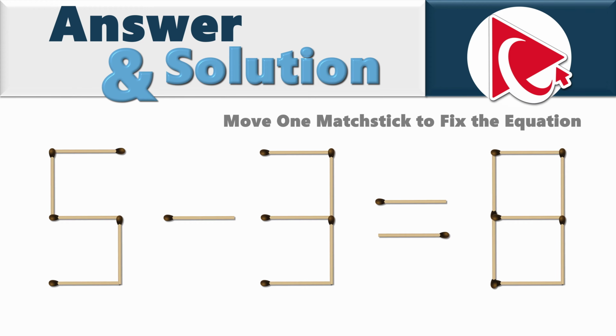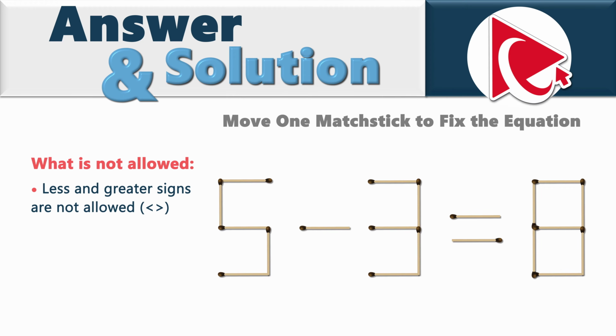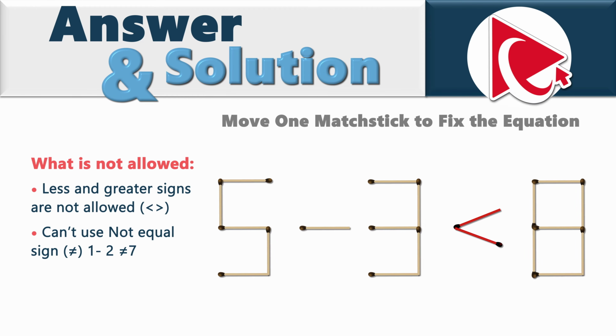But to get to it, let's understand the rules of the matchstick problems. The first rule is that you cannot use less or greater signs. And the second rule is that you cannot use the not equal sign. Wouldn't it be easy to just change the equal sign into a greater sign and say 5 minus 3 greater than 8? Or to move pretty much any matchstick and make a non-equal sign, and you wouldn't run out of options.